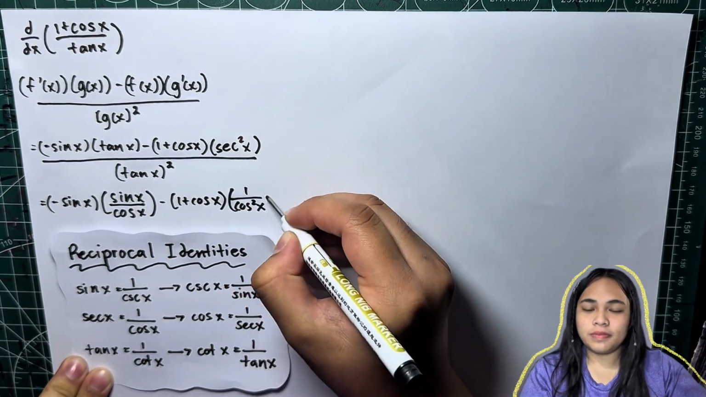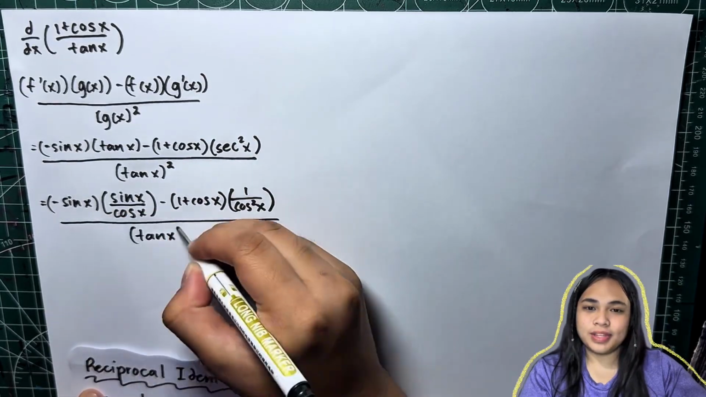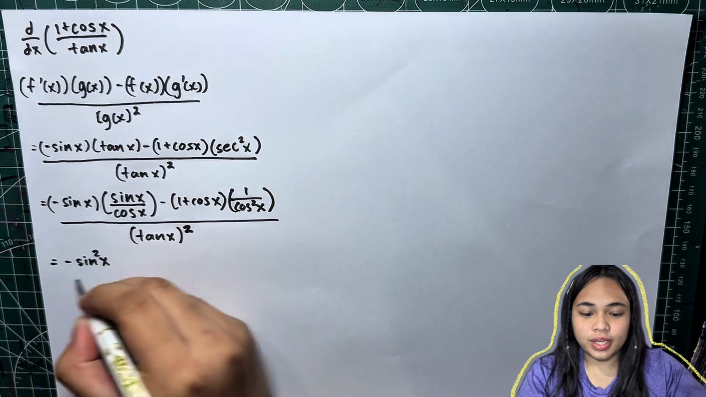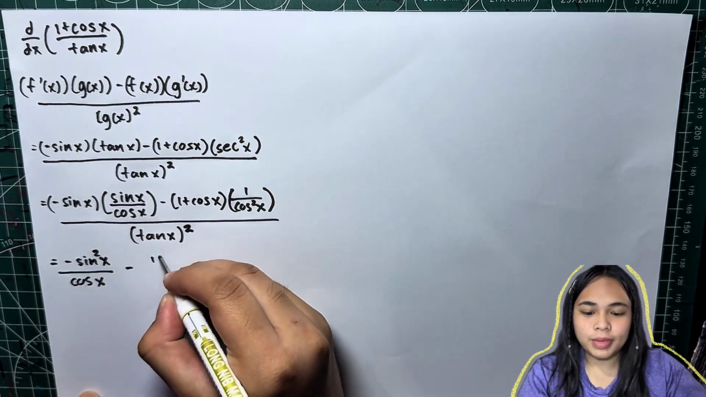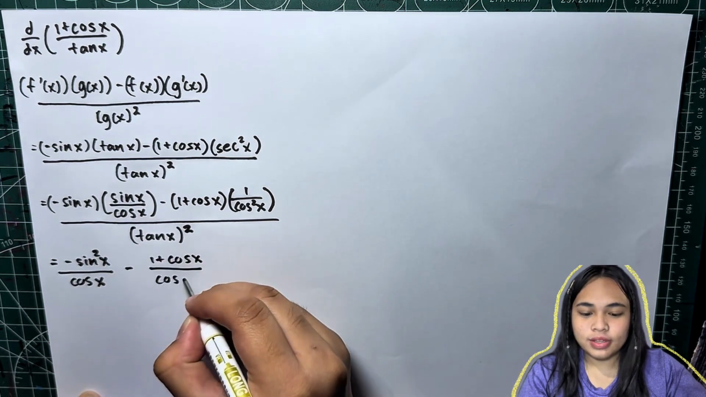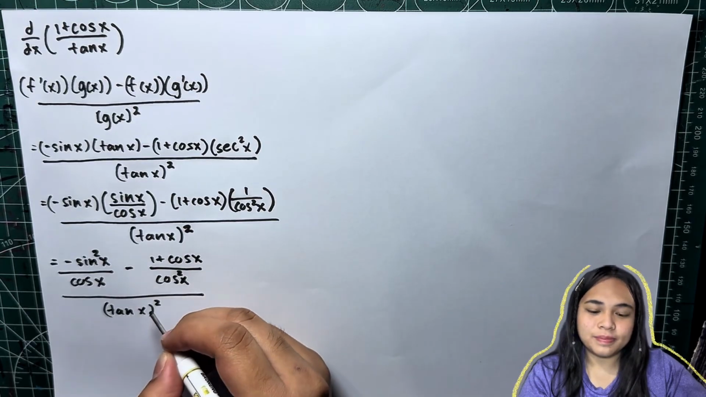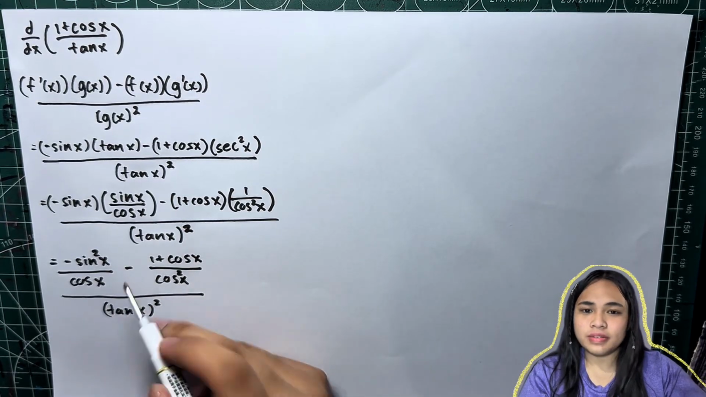Now that we have simplified, we can proceed to multiplication. With that, we will have negative sine squared x over cos x minus 1 plus cos x over cos squared x, over tan squared x. Notice that there are different denominators.